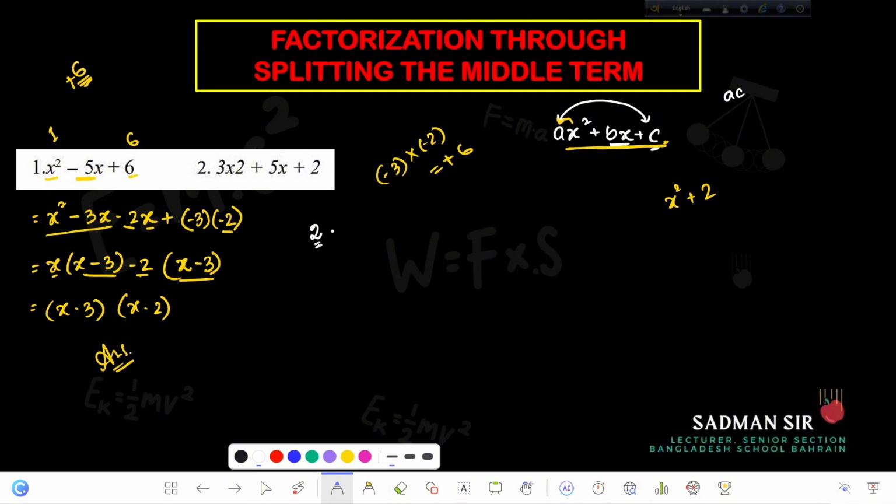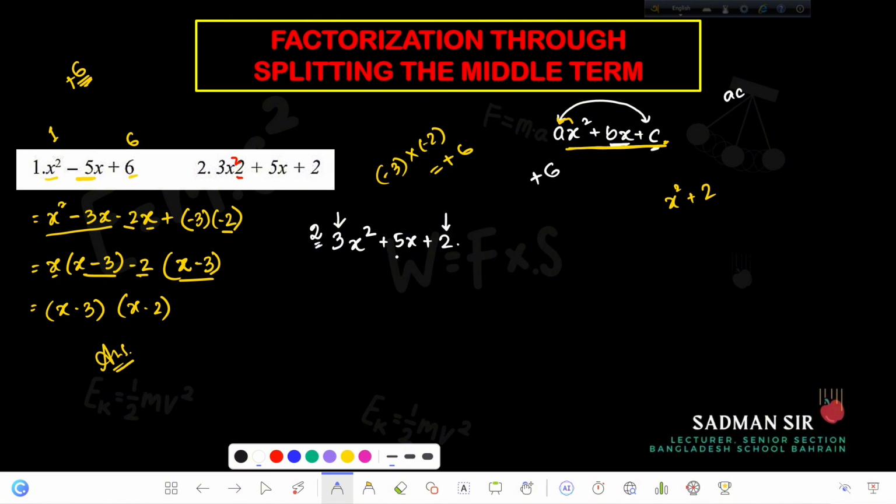Number 2, the question is not written in proper format because after 3x there is a 2 written, which is actually the power. It's a typing mistake, so it is 3x square. Remember, this 2 is not multiplied with 3x. This 2 is rather the power of x. 3x square, then we have 5x plus 2. Now again we have to check what is the product of the coefficient of x square and the constant term. So the coefficient is 3 and the constant term is 2. 3 twos are 6, that gives us positive 6.